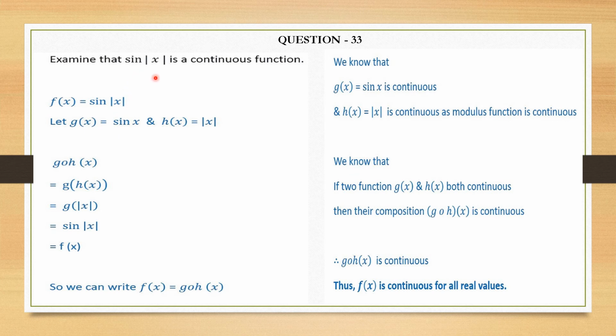Number 33 says sine of mod x. Now let us check. Two functions are there, one is sine, other one is modulus. So g(x) is sine x, h(x) is modulus x. So what is g of h of x? Okay, it is g of h(x), that is g of mod x, that is put this mod x into this function, so it becomes sine of mod x. Okay, so it is f(x), and again this sine x is continuous, modulus is continuous, and the composition of two continuous functions is always continuous for all real values of x.